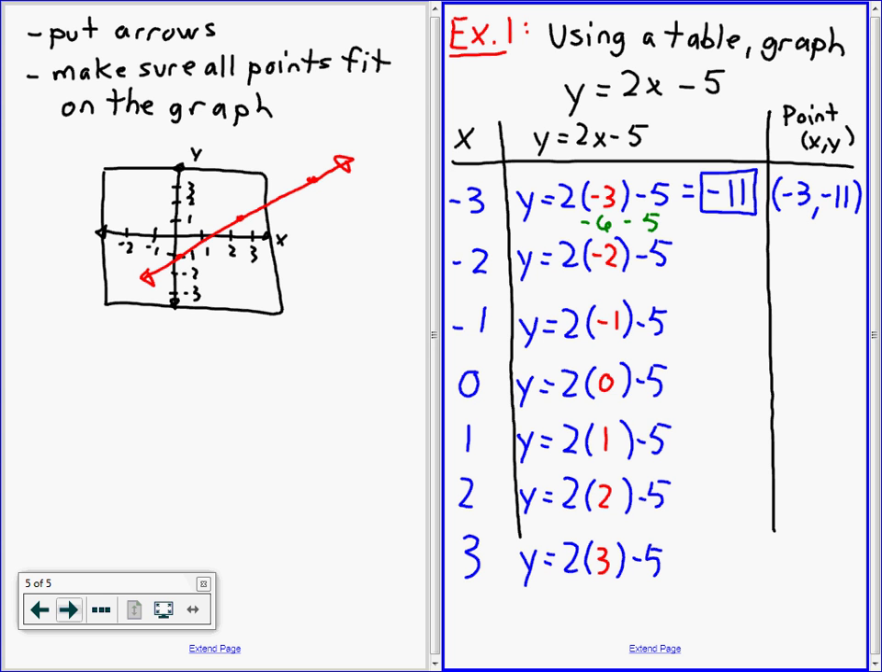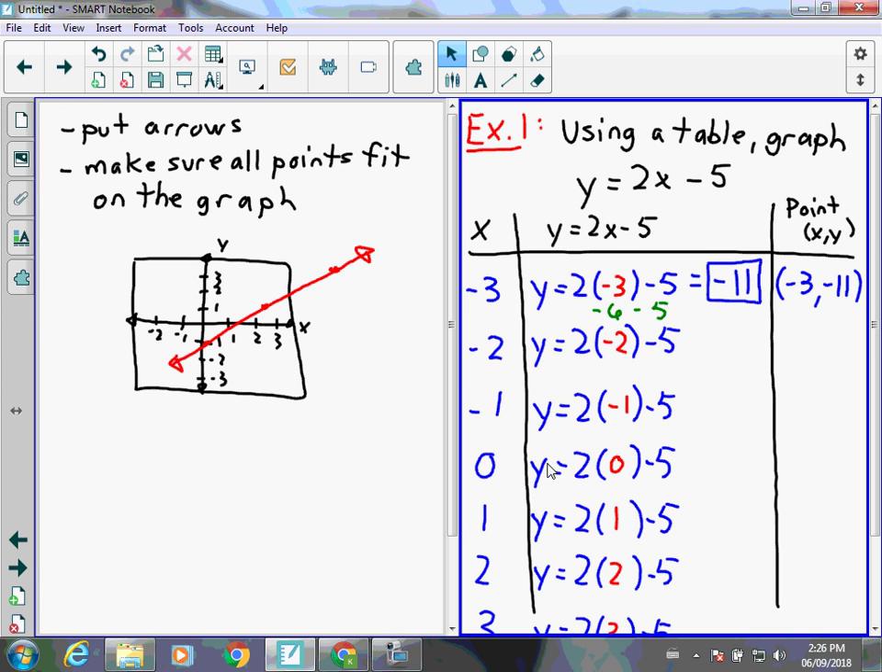Good. Okay. So where are things on the x?